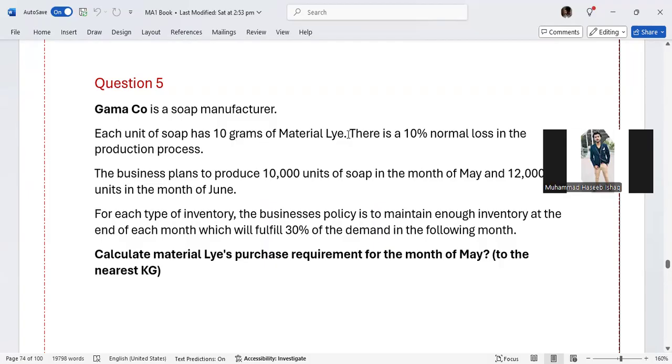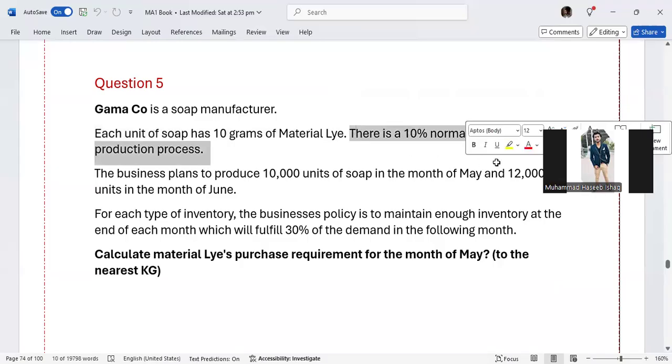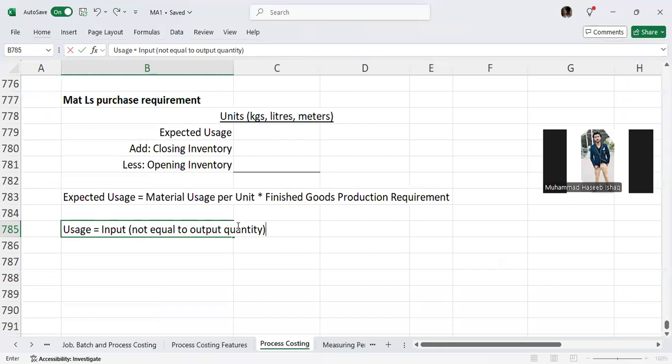Why? Because there's a 10% normal loss in the production process. So obviously, if we are going to produce a unit of soap that has 10 grams of material L, we must input more than 10 grams, because of course there is 10% normal loss in the production process. So input quantity is not equal to output quantity in most cases. In every process, there occurs some type of loss, and that is named as normal loss. So of course, after accounting for normal loss, the output quantity is never equal to inputs.